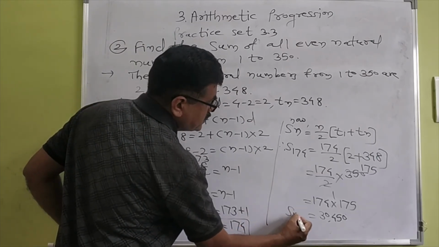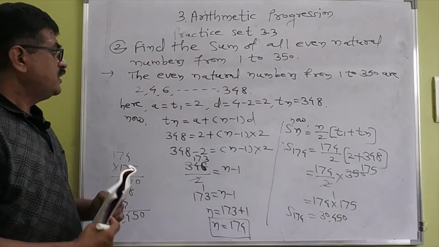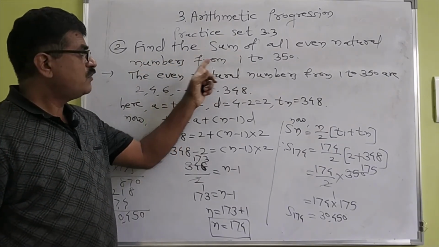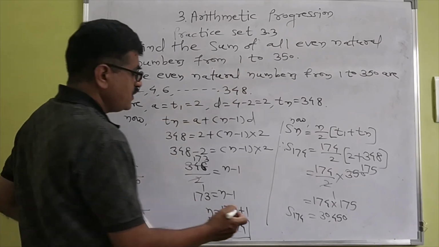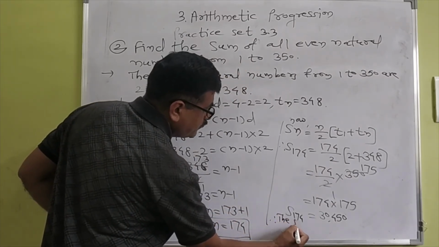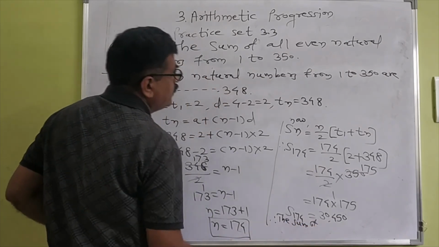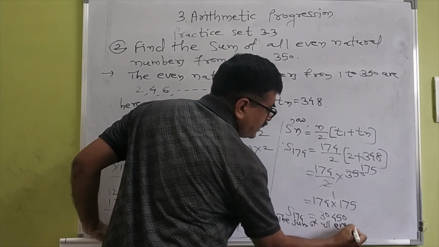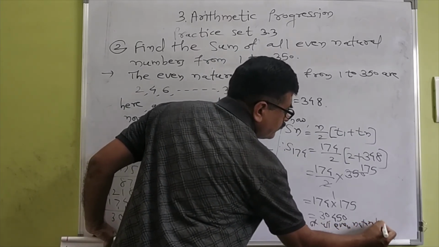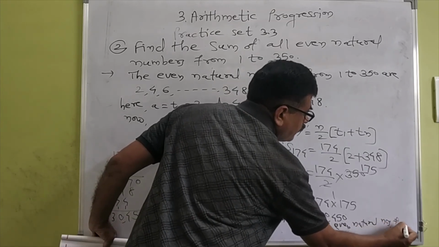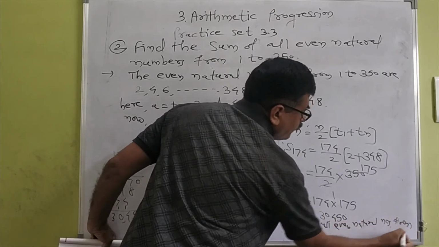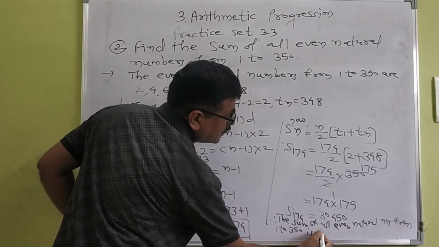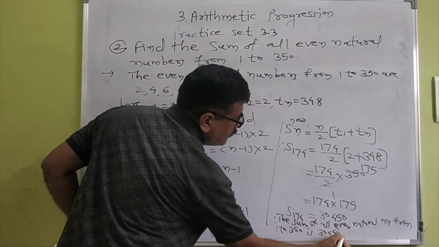Now we have to write the answer. Find the sum of all even natural numbers from 1 to 350. Therefore, the sum of all even natural numbers from 1 to 350 is 30,450.